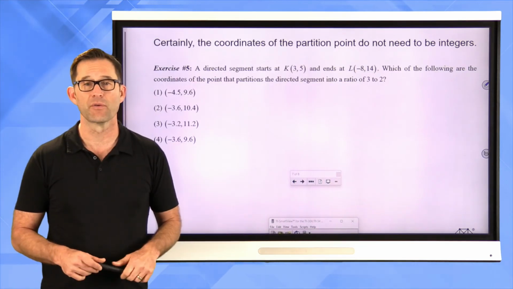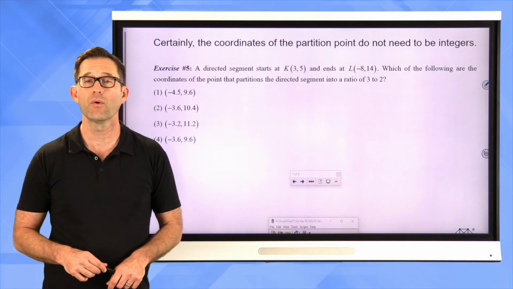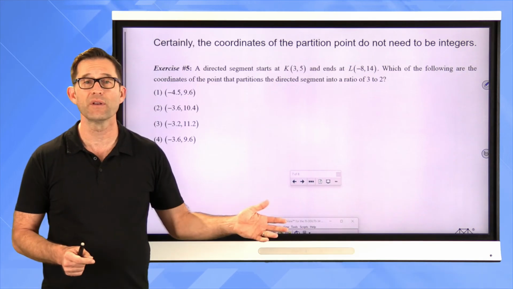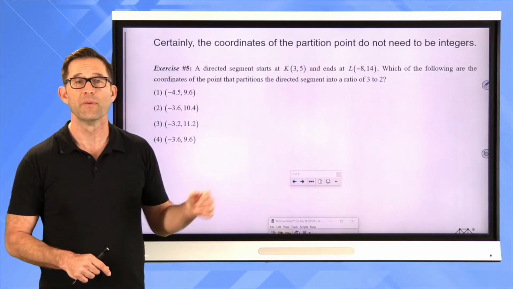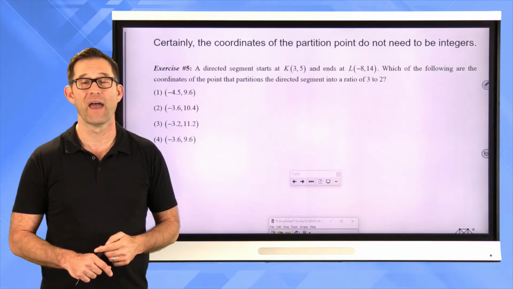So let's take a look at number 5. A directed segment starts at K, 3, 5, and ends at L, -8, 14. Which of the following are the coordinates of the point that partitions the directed line segment into a ratio of 3 to 2? Okay, well, I'd like you to pause the video and see if you can get through this. Again, you're going to probably want a calculator here because obviously whatever the answer is, it's got to be a little bit messy and involve decimals.